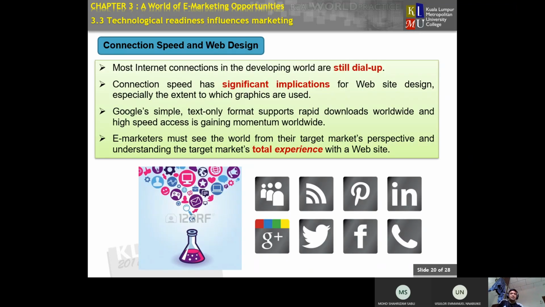Connection speed and web design. Regarding preparation, connection speed is also a factor. Nowadays, when you are designing the web, for instance, you are doing your assignment right now. Remember, you still have to design your website. What are you using? You are using Wix, is it?